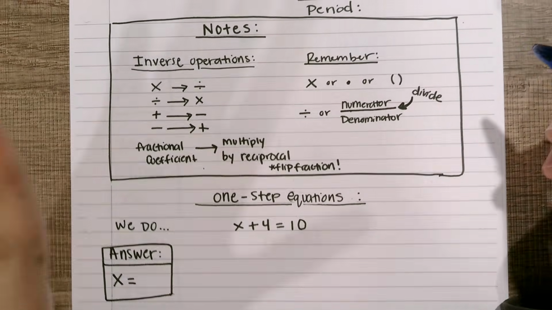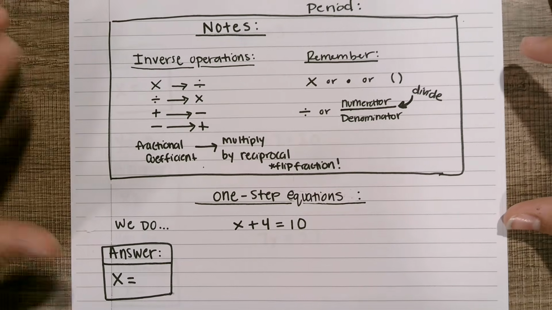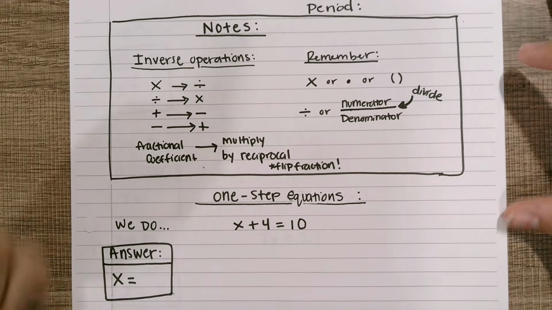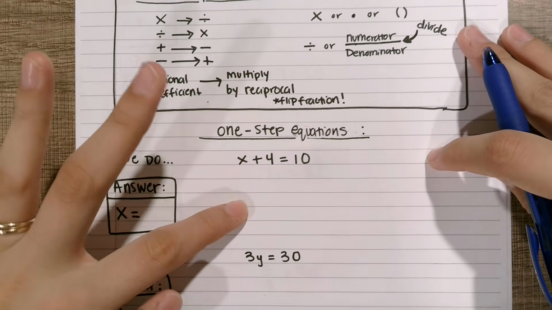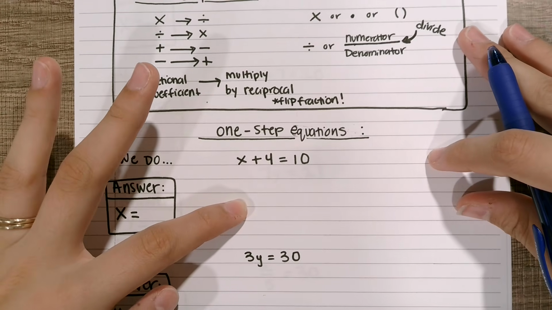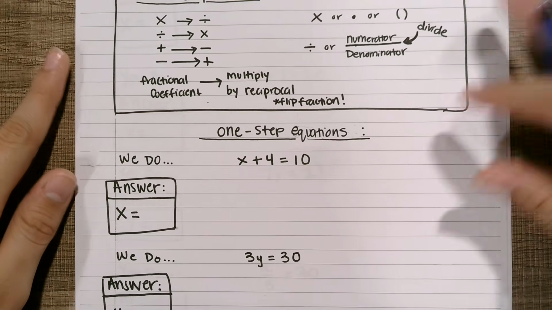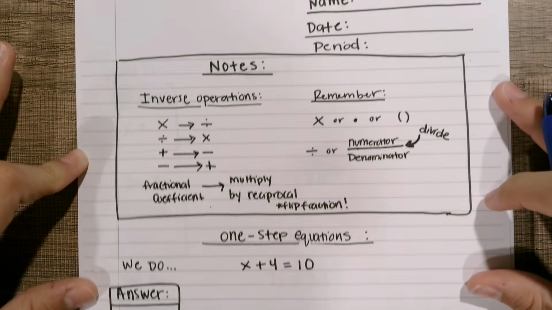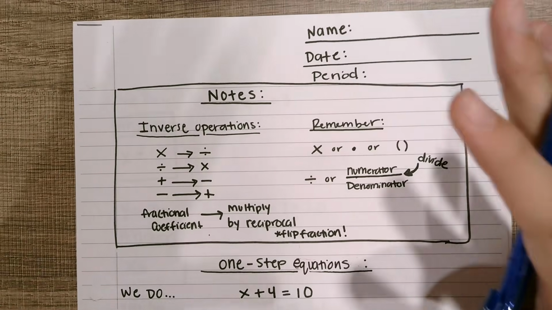Okay, so today we're going to be going over everything that we learned last week. We're going to have notes. We are going to work together. Where it says "we do," we're going to do it together, so make sure you follow along. And we're just going to close any gaps if you had any gaps from last week. So make sure that you put your name, date, and period, and let's get started.